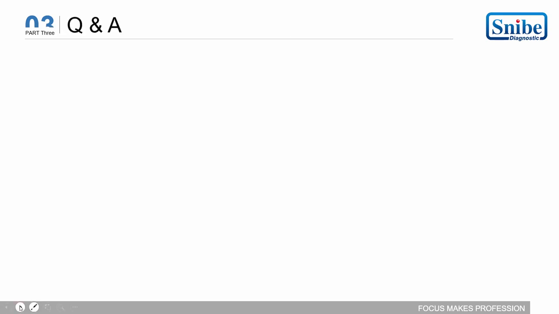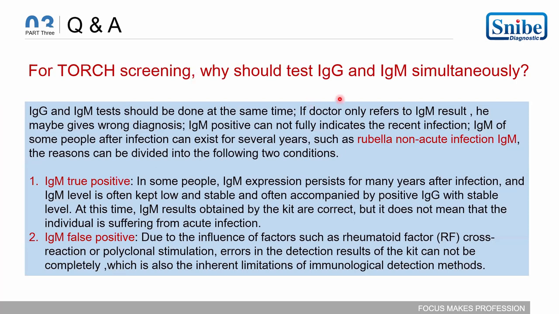So if we go for further question answers for the TORCH screening, why should we test the IgG and IgM simultaneously? The IgG and IgM tests should be done at the same time. If the doctor only refers to IgM results, he may give a wrong diagnosis. IgM positive cannot fully indicate a recent infection. IgM of some people after infection can exist for several years, such as the rubella non-acute infection IgM. The reason can be divided into the following two conditions: either IgM true positive or IgM false positive.